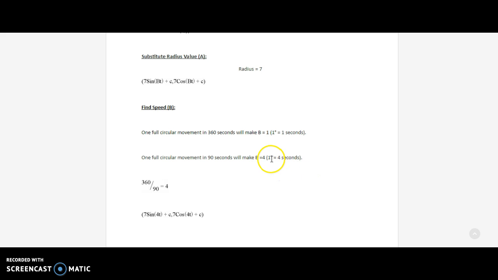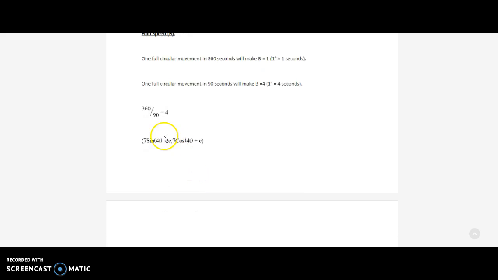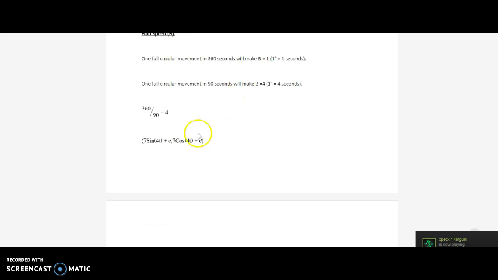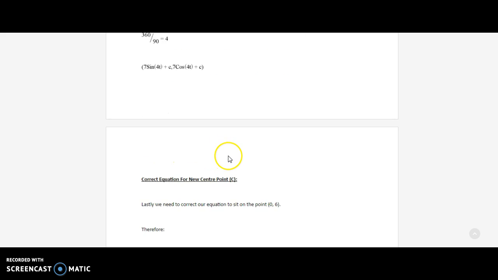No, other way around, sorry, my bad. It's 4 degrees every 1 second. So in this case, if we divide 360 by 90, we get 4. So that's how we get our circle to do it in 90 seconds instead of 360 seconds. So for every B value, we substitute 4. So now we have 7 sine 4t plus C, 7 cos 4t plus C.